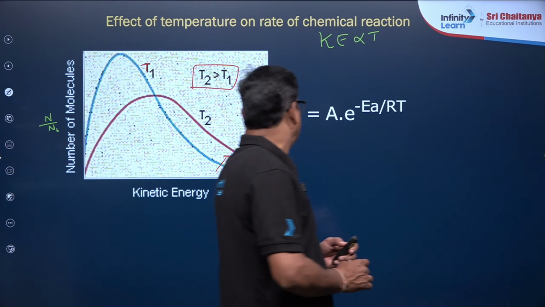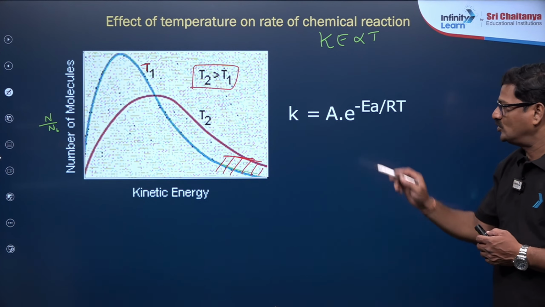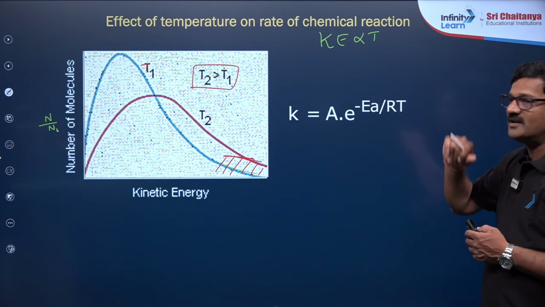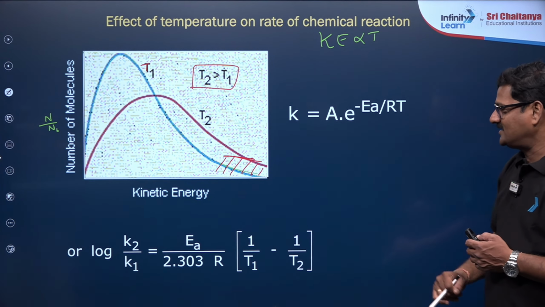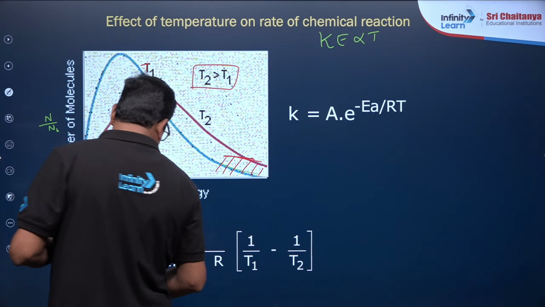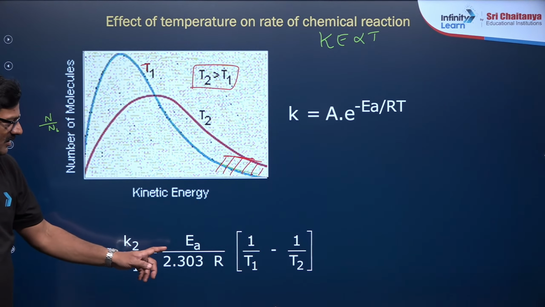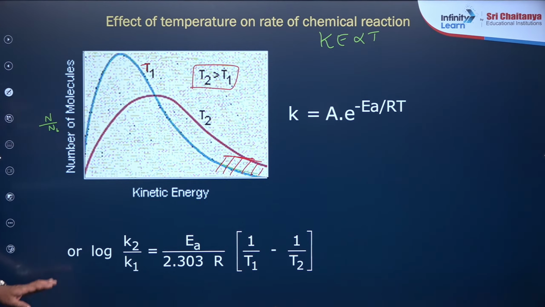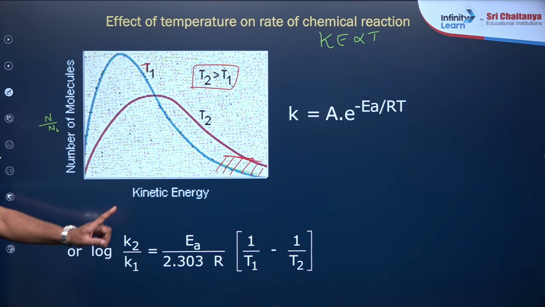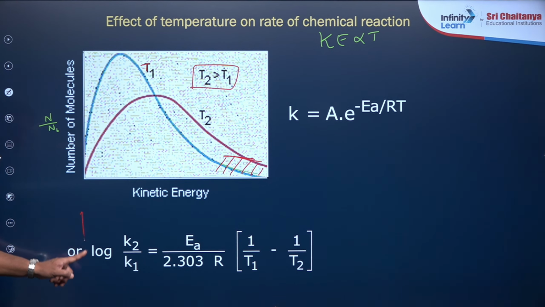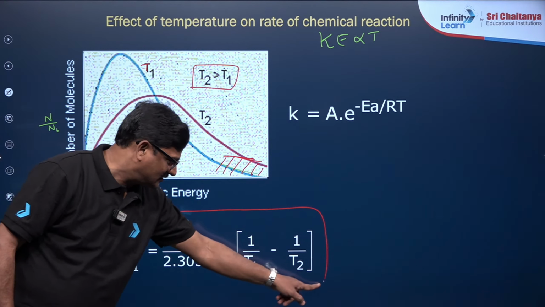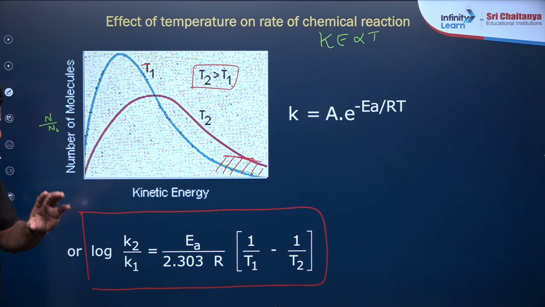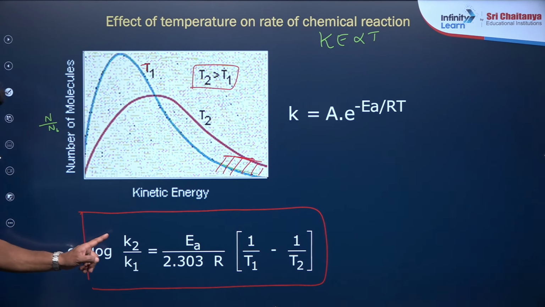So I just want to say here, K is equal to Arrhenius factor times exponent minus EA by RT. This is the actual Arrhenius equation. And in that, log K2 by K1 is equal to EA by 2.303 R of 1 by T1 minus 1 by T2. And always take T2 greater than T1, and you take this particular expression and you can calculate the activation energy.